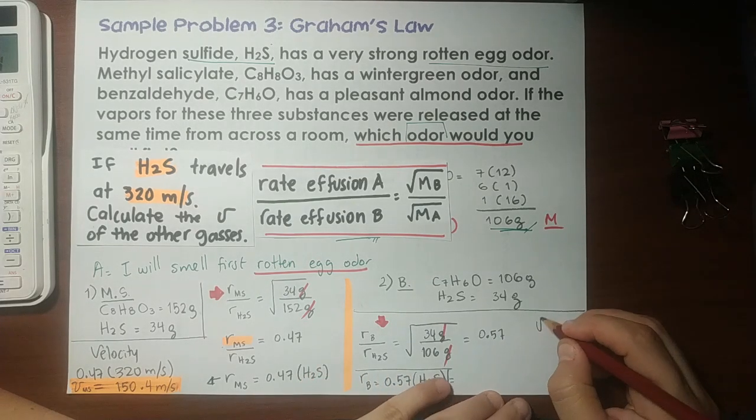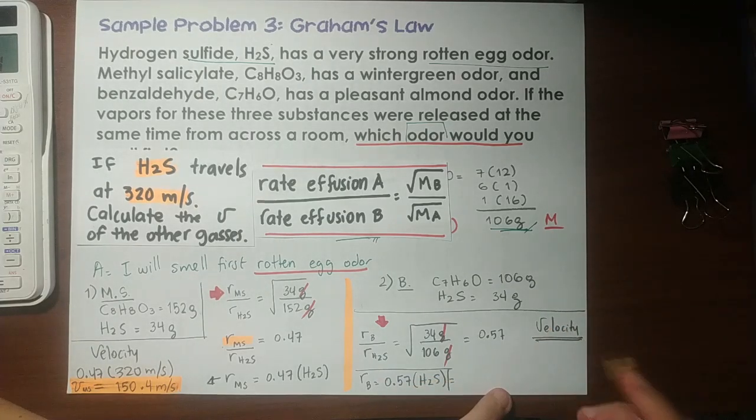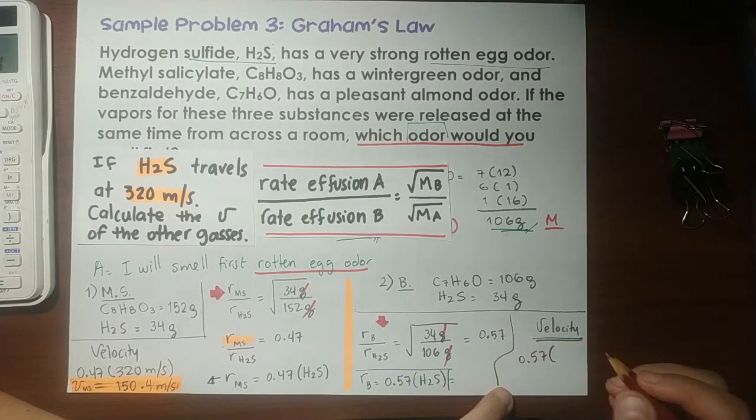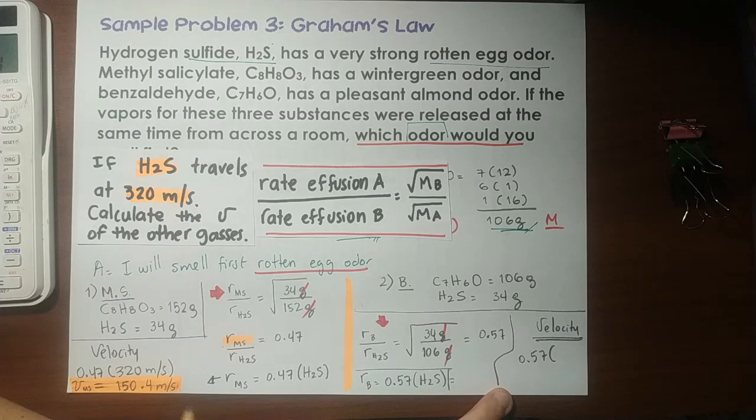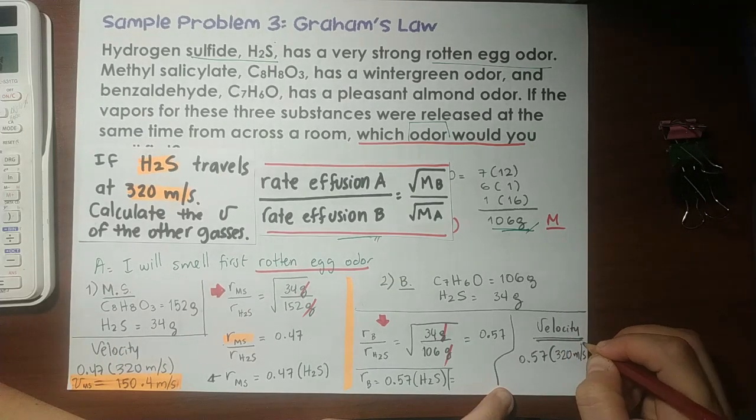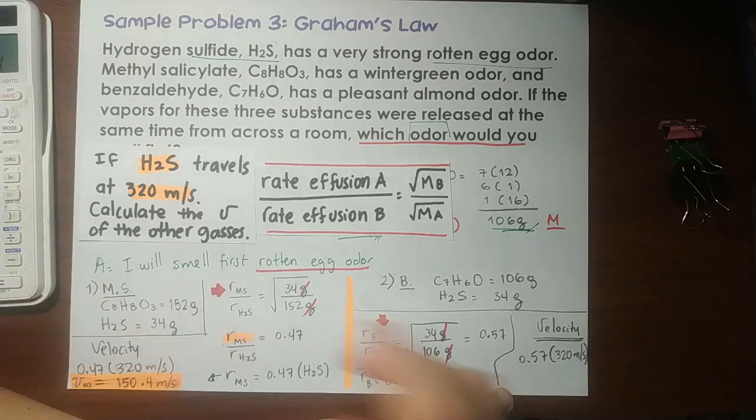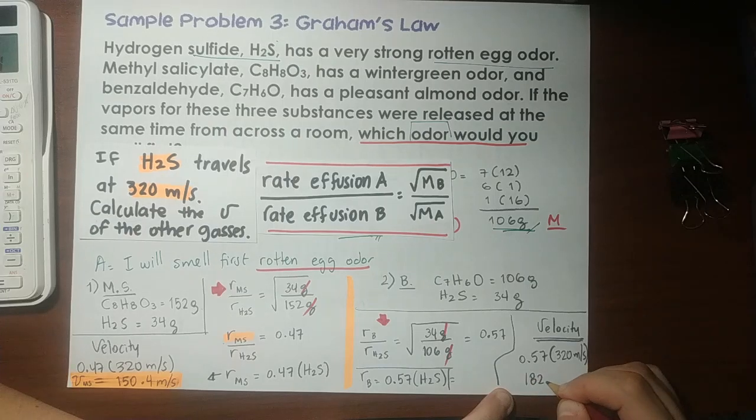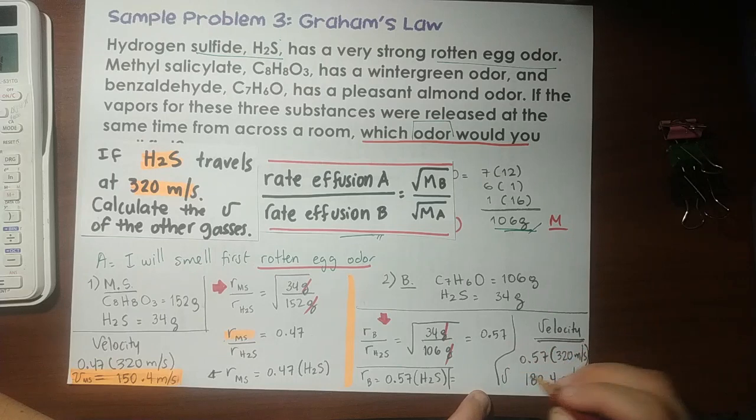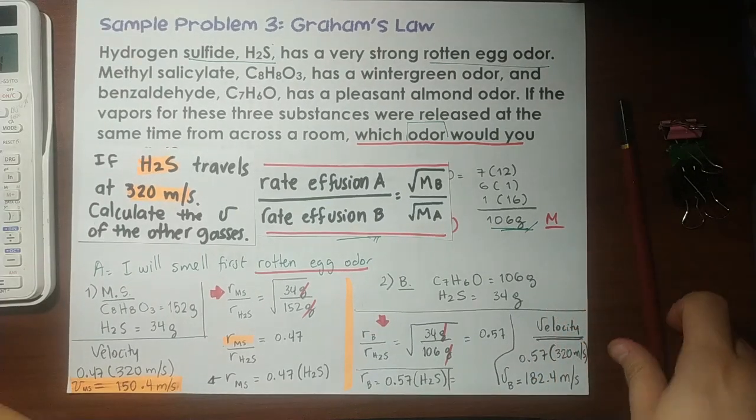So this is my ratio. Now my velocity, I'm going to do it here. My velocity will be 0.57 times the velocity of hydrogen sulfide, which is 320 meters per second. 0.57 times 320 is 182.4 meters per second. This is the velocity of benzaldehyde. Take a look.